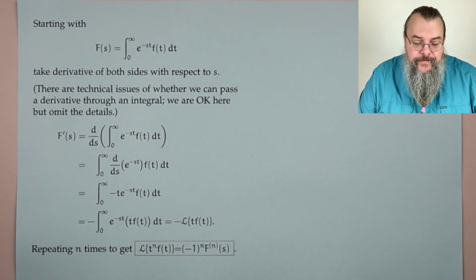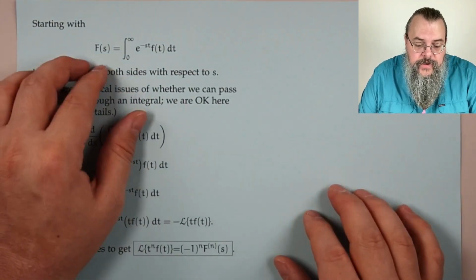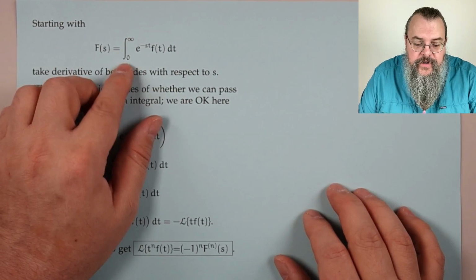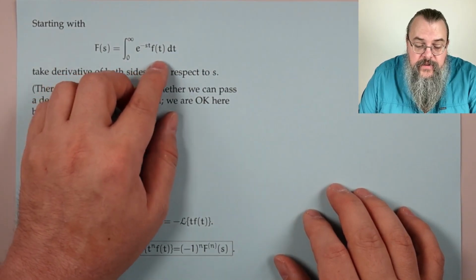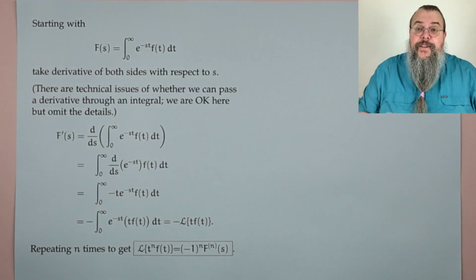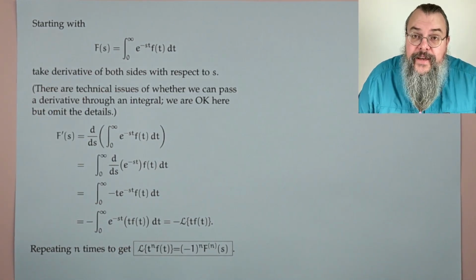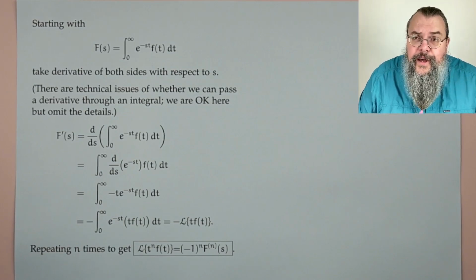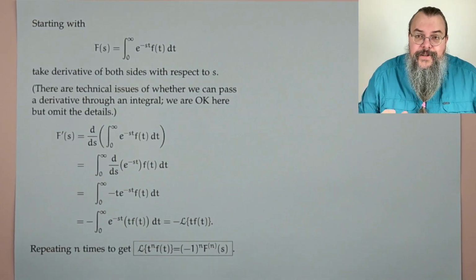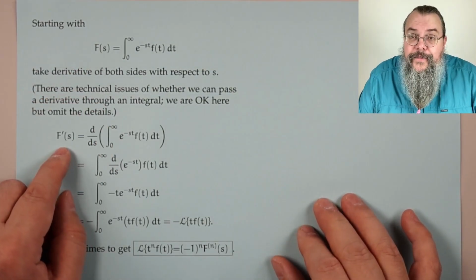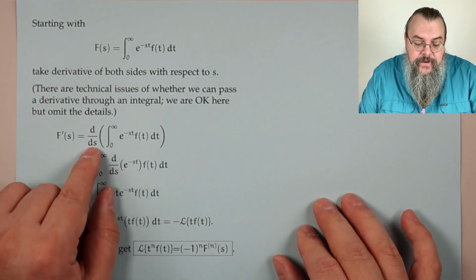So here we go. We start with, of course, our definition of the Laplace transform. We have F of s is the integral from 0 to infinity, e to the minus st f of t dt. And now what we're going to do is take the derivative of both sides with respect to s. Now you might say, is that allowed? Well, okay, let's get into it. First off, the derivative of F is the derivative of F, so that's easy. This is the derivative with respect to s of the integral.